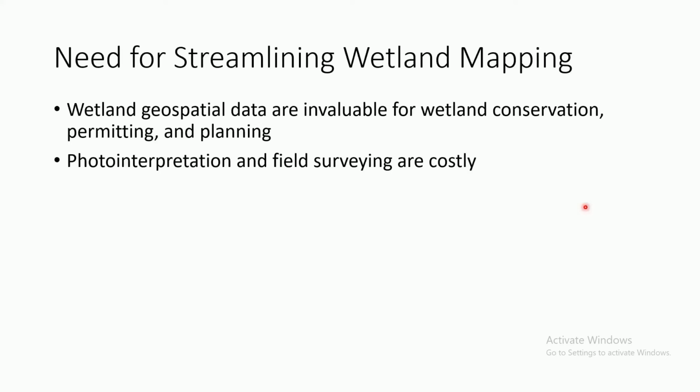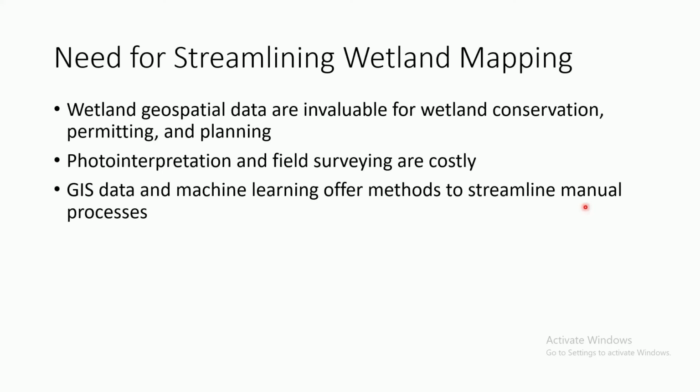In our traditional methods, which rely on photo interpretation and going into the field and physically confirming wetland characteristics, these are two extremely costly processes, both in terms of money and time. And emerging in the last decade, there is this marrying between GIS data and machine learning. That combination is creating new opportunities to streamline those manual processes related to wetland identification.